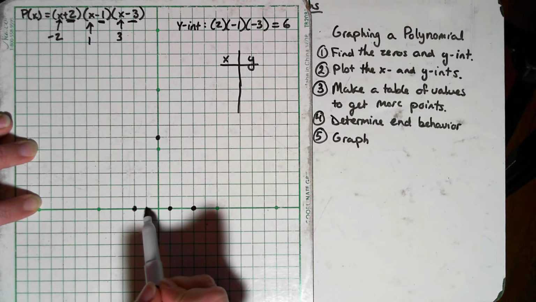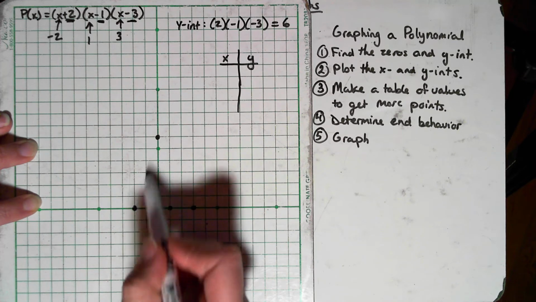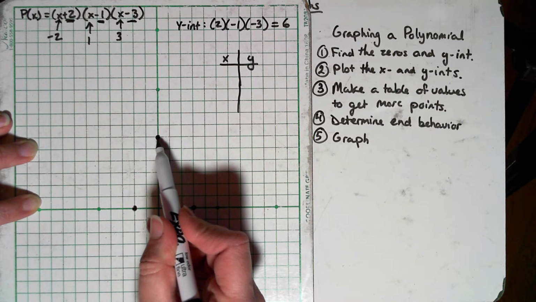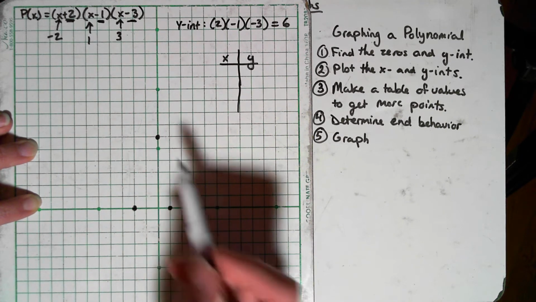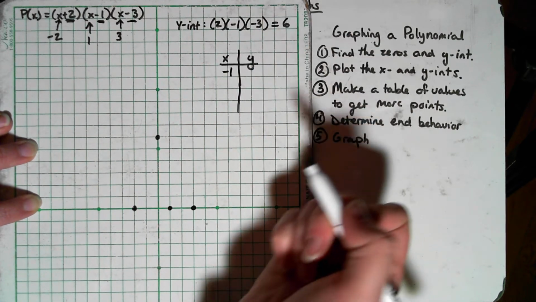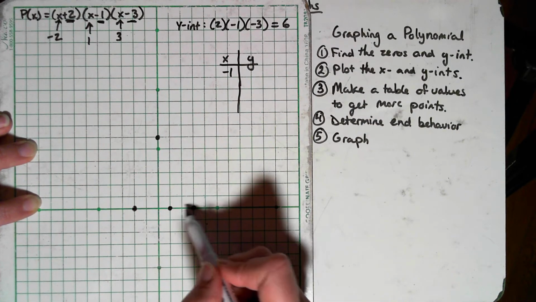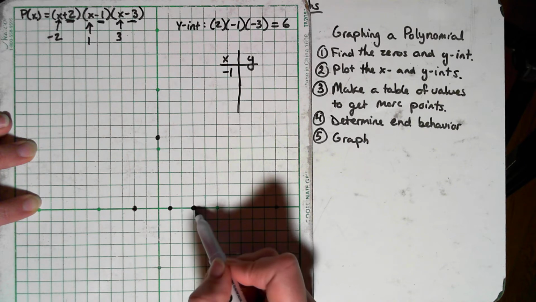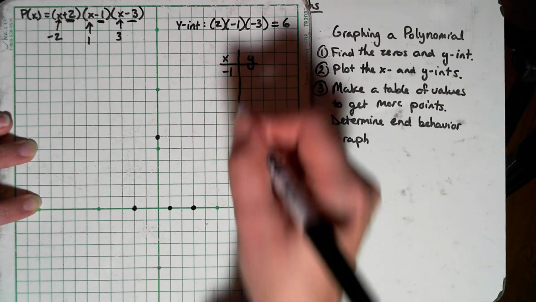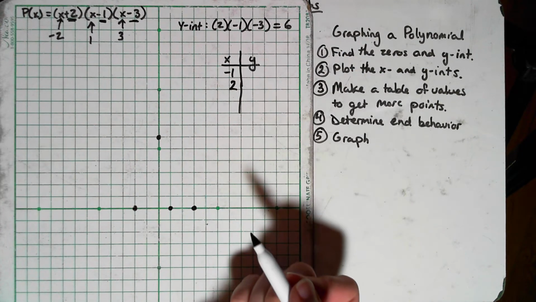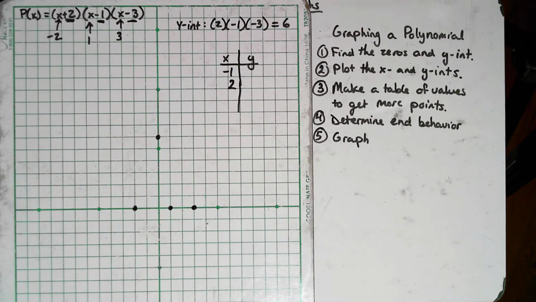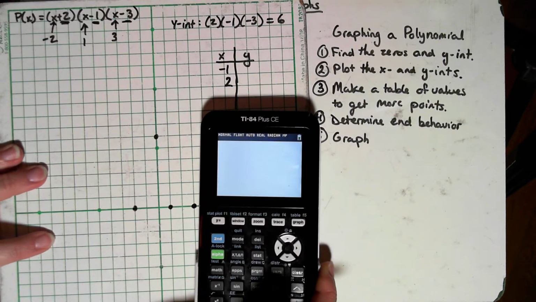Now, I can pick -1 between here. Technically, I have the y-intercept and that would work. So I don't need to do that, but it will make my graph more accurate. So I'll put in -1. And I'll also pick a number in between 1 and 3, which 2 seems like a very good option here. So we're going to do -1 and 2. Now let me show you how to do this on your graphing calculator.